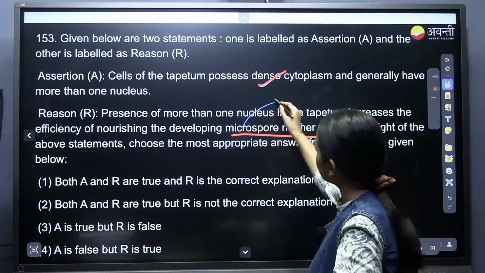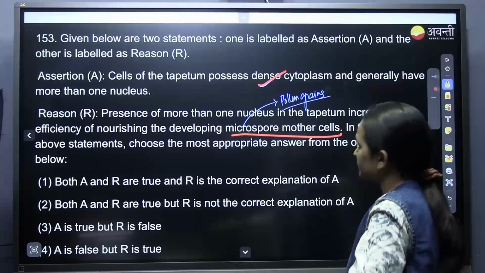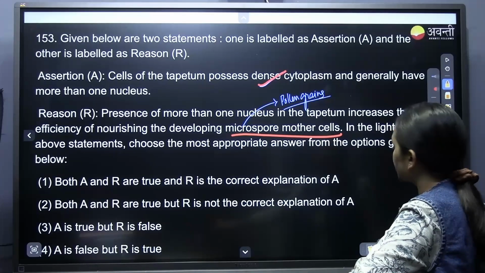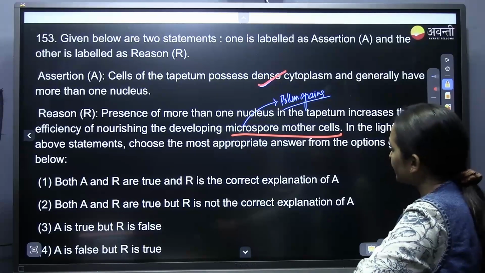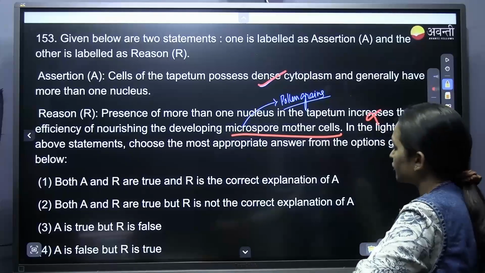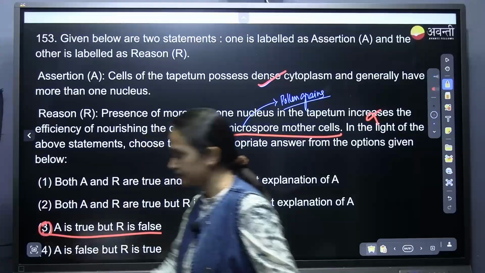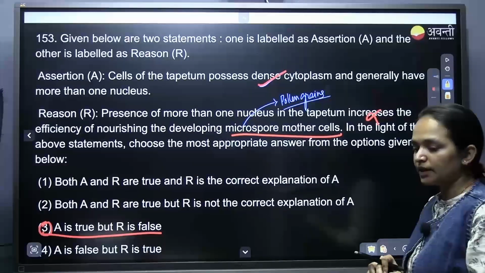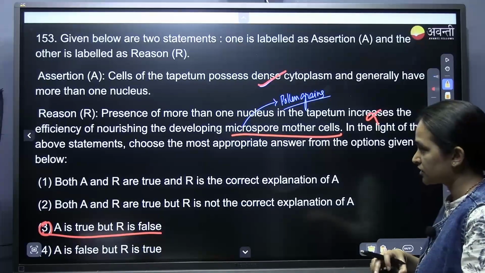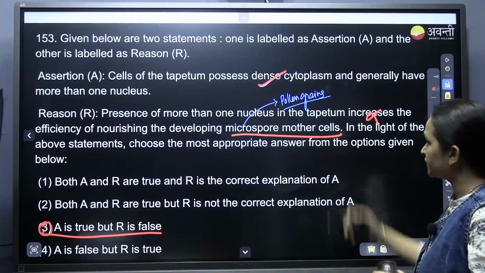Increases the nourishing of what? Pollen grains, not microspore mother cell. It is directly from the NCERT textbook. The line is given: the presence of more than one nucleus in the tapetum increases the efficiency of nourishing the developing pollen grains, it is written. Understanding? So this makes the statement wrong. A is true, R is false. NCERT line by line. Any doubts in this question? You can open the first chapter, class 12, and see. It is given pollen grains.